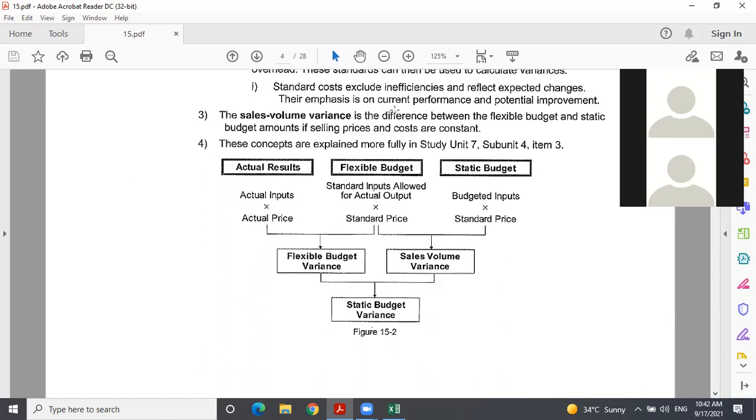Sales volume variance is the difference between the flexible budget and static budget amounts if selling price and cost are consistent. If selling price and cost are consistent, then what can bring the change in the sales value? So the variance can arise because of the quantity, right?